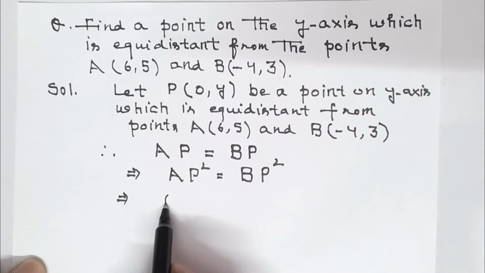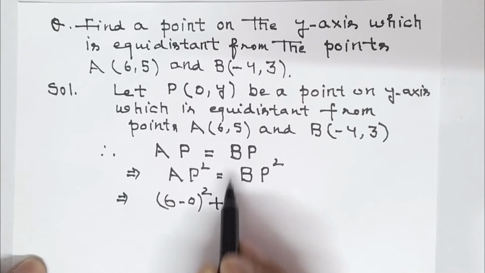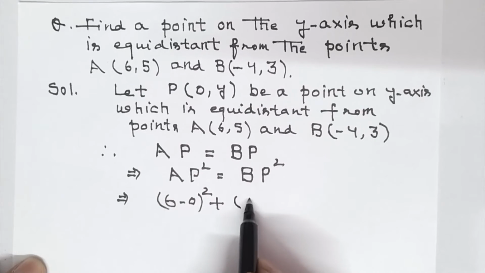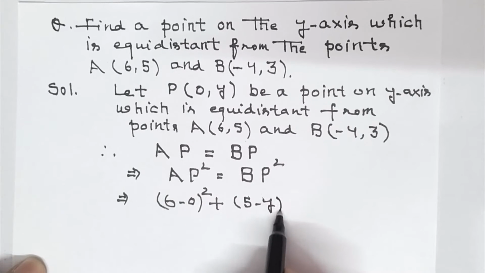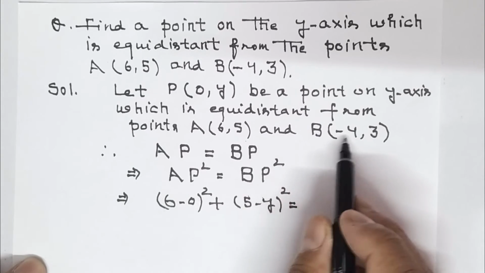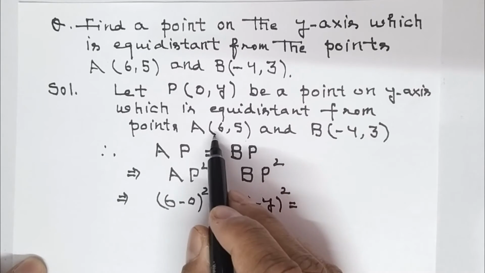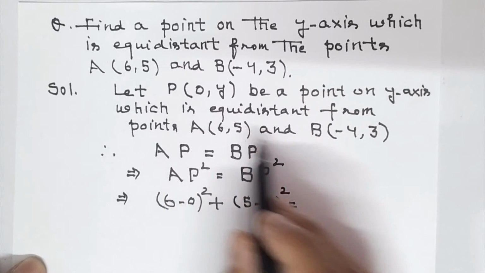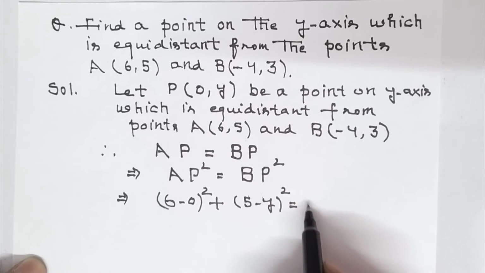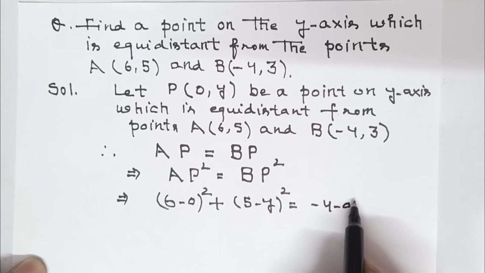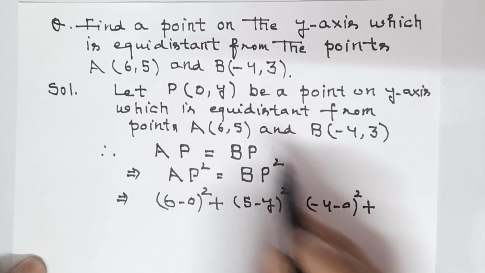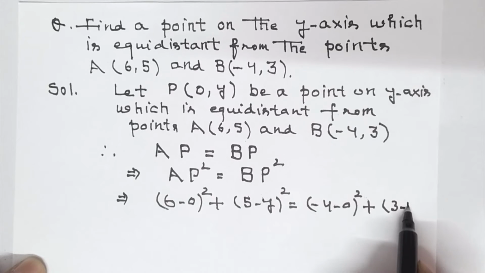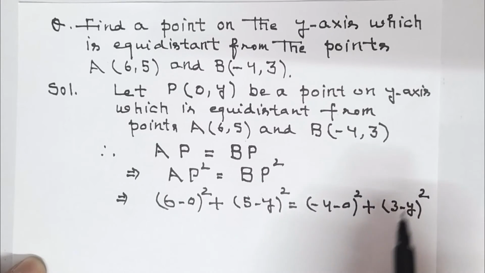Now what will I do? (6 minus 0) whole square plus (5 minus y) whole square is equal to, now BP, this is point B (-4, 3), P has coordinates (0, y). So (-4 minus 0) whole square plus (3 minus y) whole square. Here I have applied the distance formula.